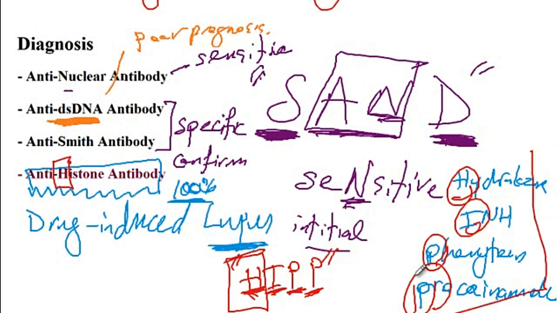So if you give these drugs and the patient starts to develop a malar rash, and the question asks what type of antibody would be present in these patients, it would be the anti-histone antibody.